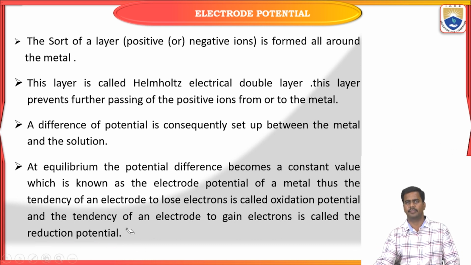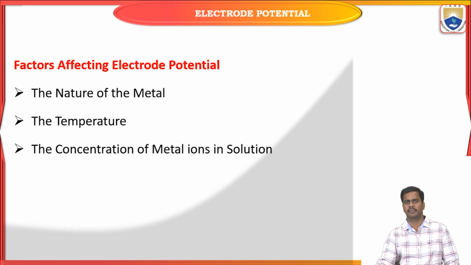Reduction potential. Next, let me explain which factors affect the electrode potential. That is the nature of the metal, temperature, and concentration of the metal ions in a solution. These are the important factors which can affect the electrode potential.